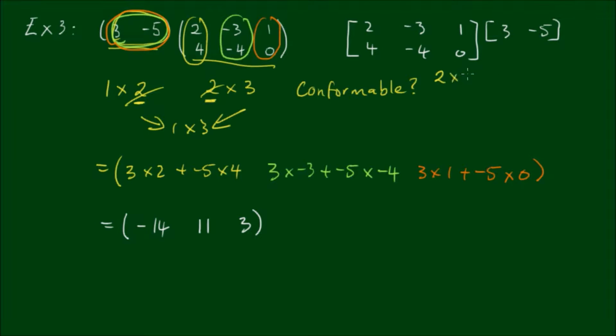So is it possible to multiply if these matrices were switched around? No, because we have 2 by 3 here and 1 by 2 here. So no equal columns as the number of rows. So multiplication would not be defined if we had switched these matrices around.